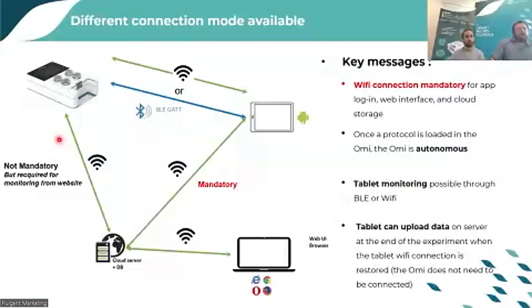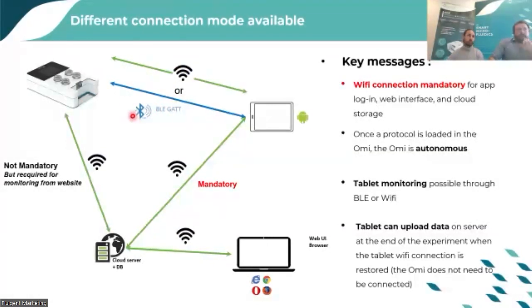And in any case, OMI speaks to the cloud to transfer data. And if either of these connections does not exist, the data that has been generated will be stored internally, and you can transfer it later on. And at any time, you can connect using your PC to the cloud to get the data and the status of the experiment.